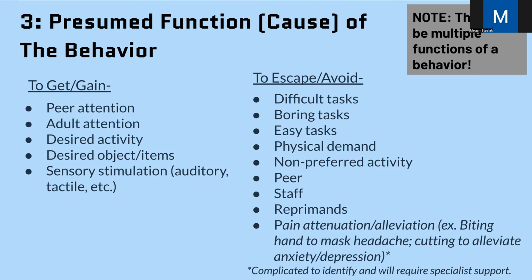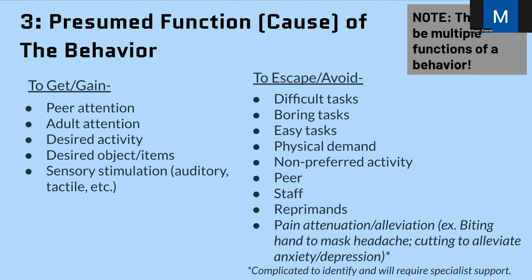And this is where the function of a behavior is some sort of automatic reinforcement. And so the student might be engaging in the behavior because it alleviates some sort of pain or discomfort. And in these types of situations, because they are complicated, you're really going to need specialist support. Could be a behavior specialist, maybe an autism coach, maybe an occupational therapist, maybe a mental health consultant. It really just depends. But some examples could be biting your hand to mask a headache or cutting to alleviate anxiety or depression. Like I said, these ones are complicated, so make sure you have a very robust team and you have the right specialists in place in these sorts of situations.